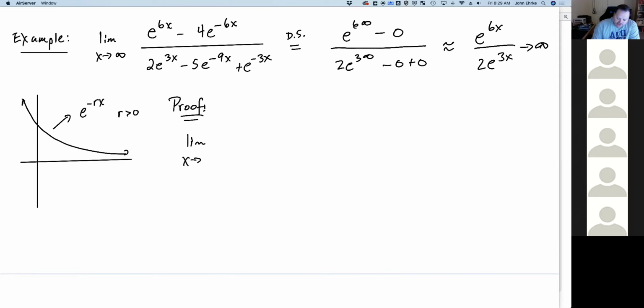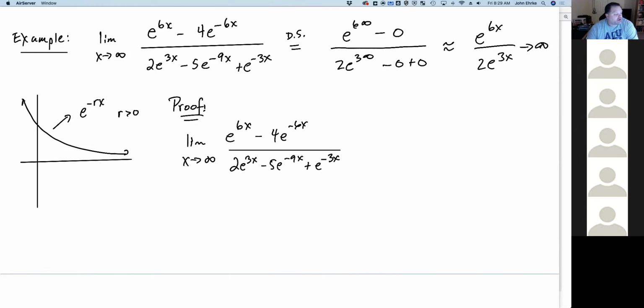I suggested that you should divide by the highest power, which is e to the 6x. So I'm going to take what I have here and divide every term by that power. Remember, when you divide an exponential function by another exponential function, you subtract their exponents. So when I divide through by e to the 6x, I'm going to be subtracting 6x from every exponent.